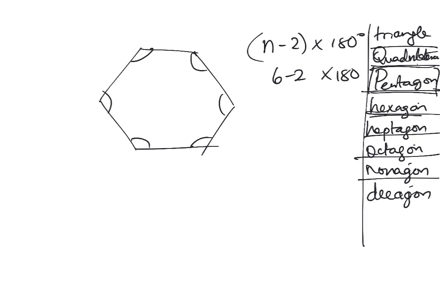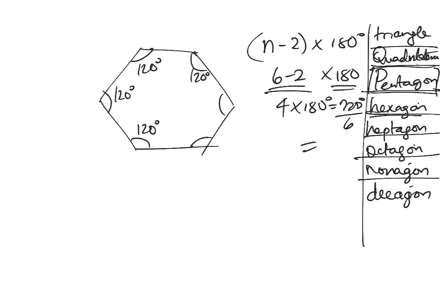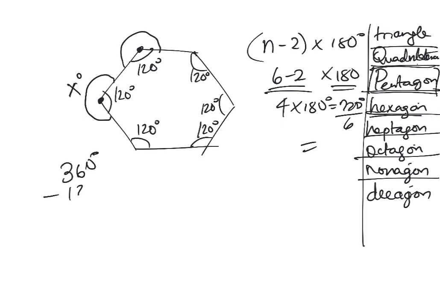Now, if we look at this shape, we can find 6 minus 2 times 180, so we have 4 times 180, so we have 720 degrees. We divide that by 6, we get 120 degrees for each one of these, okay? Now imagine if I asked you what is the measure of this angle, right? Like the outer part, like if I call that x degrees. Well, what is the angle around a point? It's 360 degrees, right? So you just subtract 120 from it. Do you see? You get 240. So x is 240 degrees.